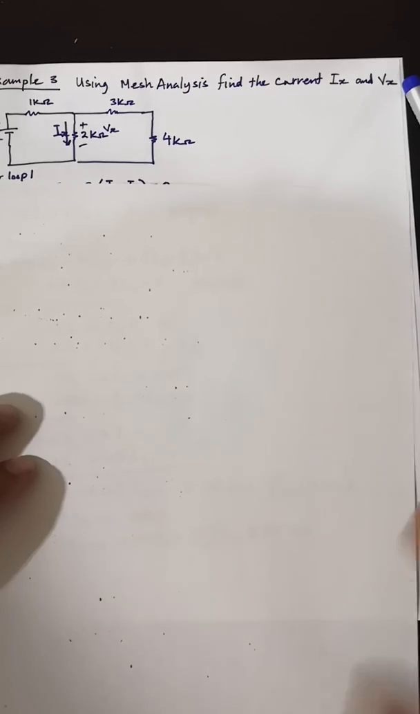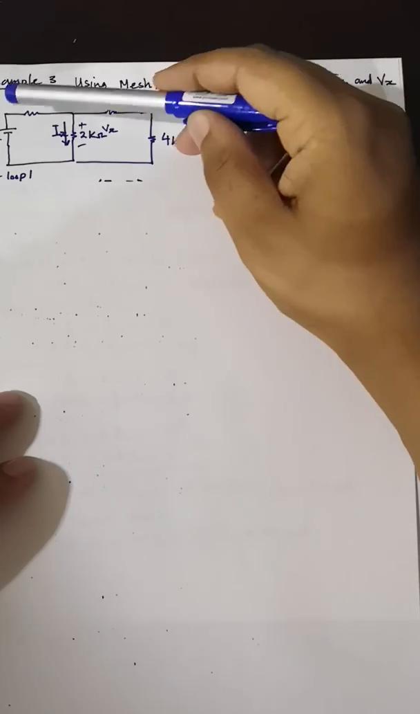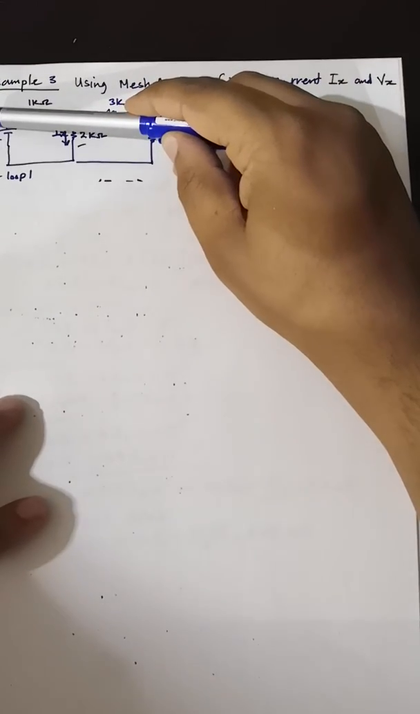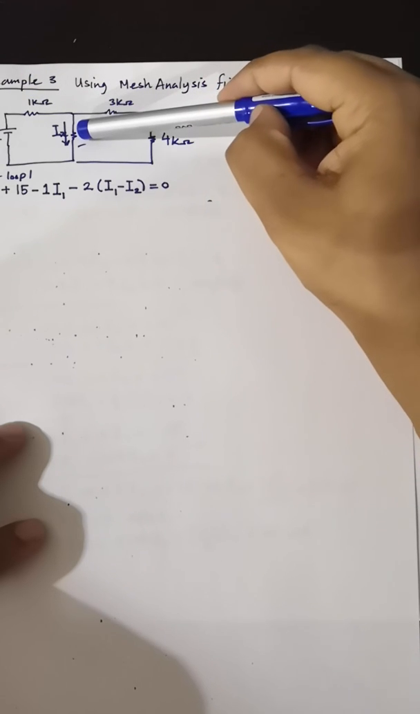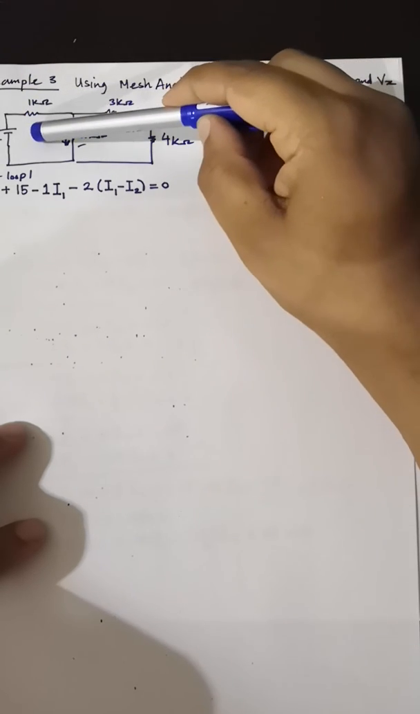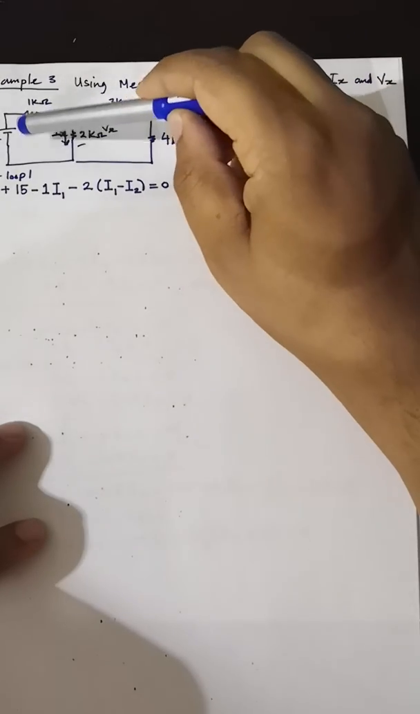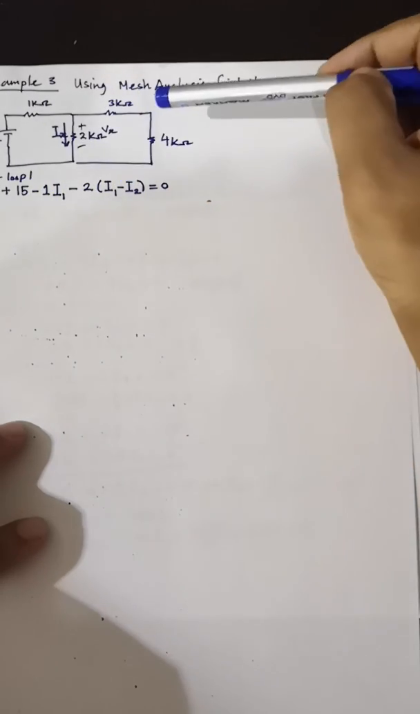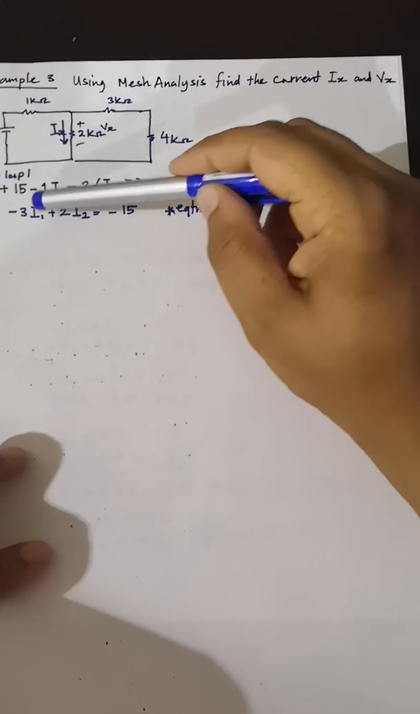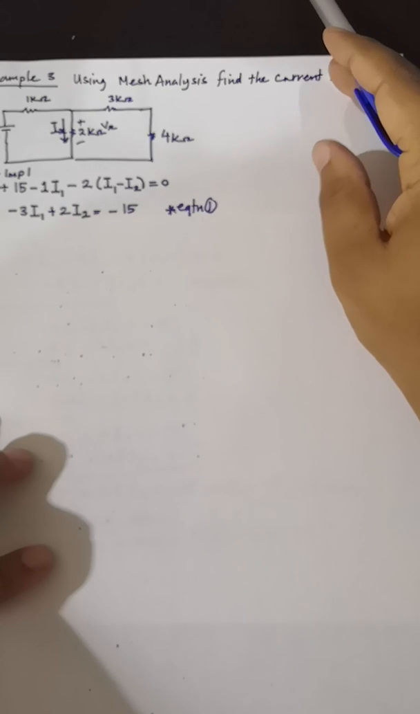So for loop 1, I will write the KVL equation for loop 1. So plus 15 minus 1 times I1 minus 2 times (I1 minus I2). We start with I1 because we are in loop 1. That is the first equation. We arrange the equation, and that's it.